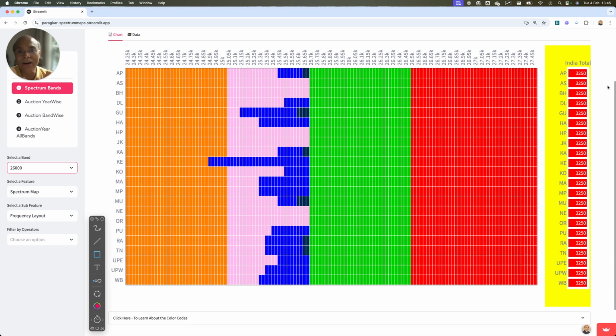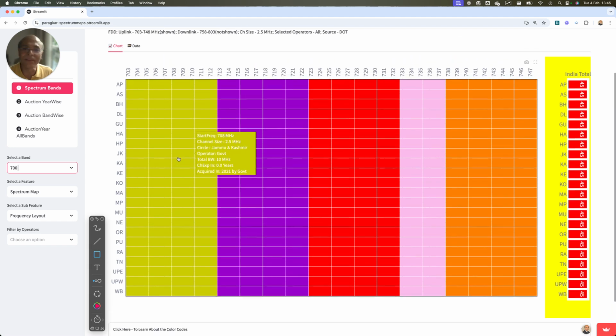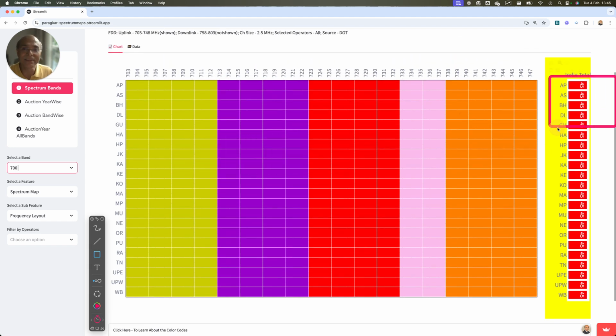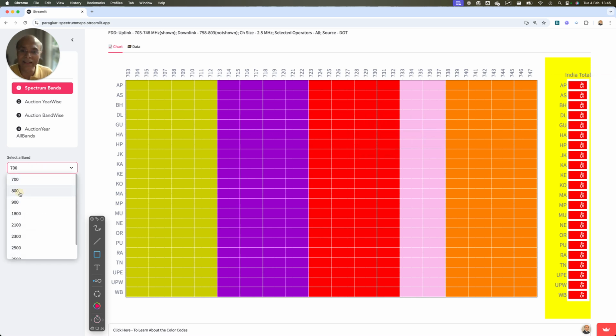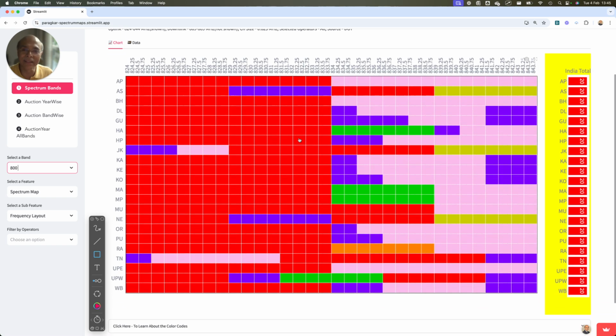So friends, now the summary is as follows. 600 megahertz band fully unutilized. 700 megahertz band, out of the total spectrum that we have, only BSNL and Reliance Jio is utilizing, and 45 megahertz we have, and 20 megahertz is getting utilized, rest is unutilized. Then we have got 800 megahertz band, 50% of the band is not getting utilized.